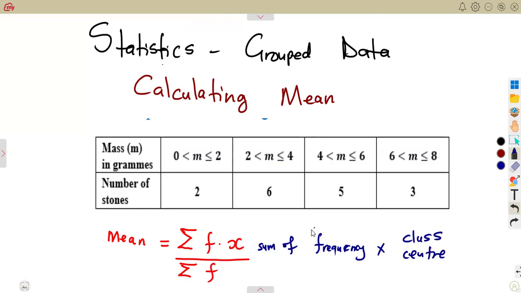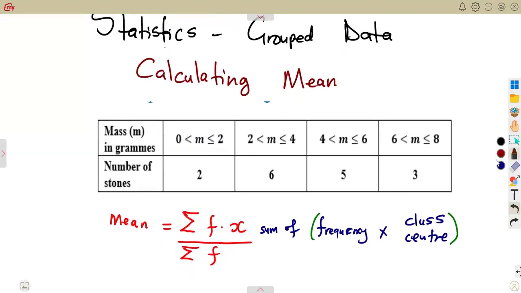Sum of frequency times class center. The sum of that, the sum of this. So we need the frequency, and we need the class center. Sum means add everything. That is represented by frequency times what? Class center. Sum of that.